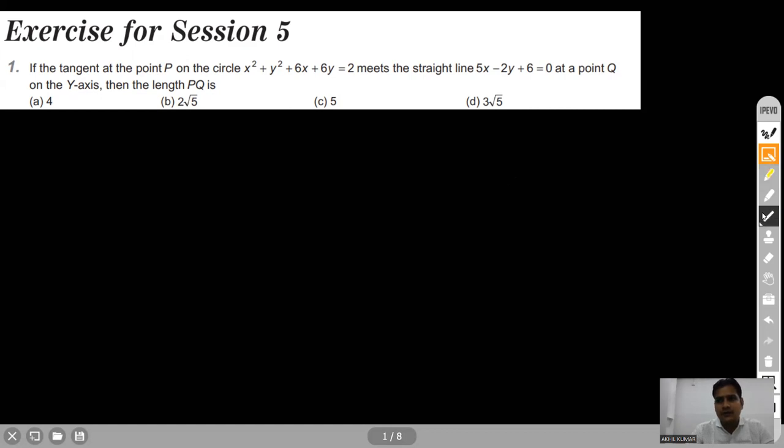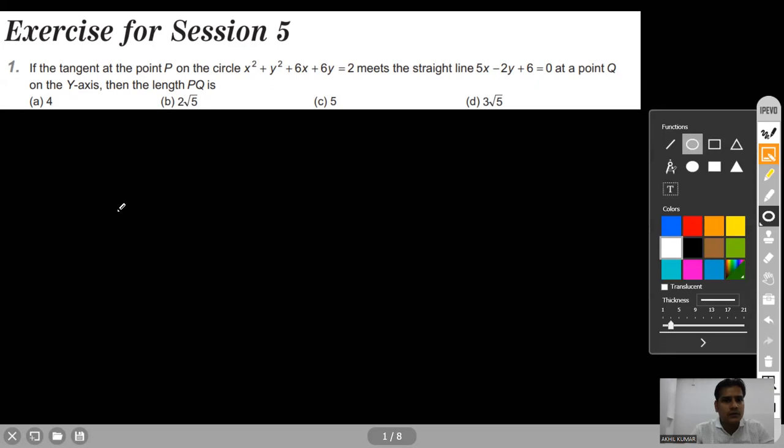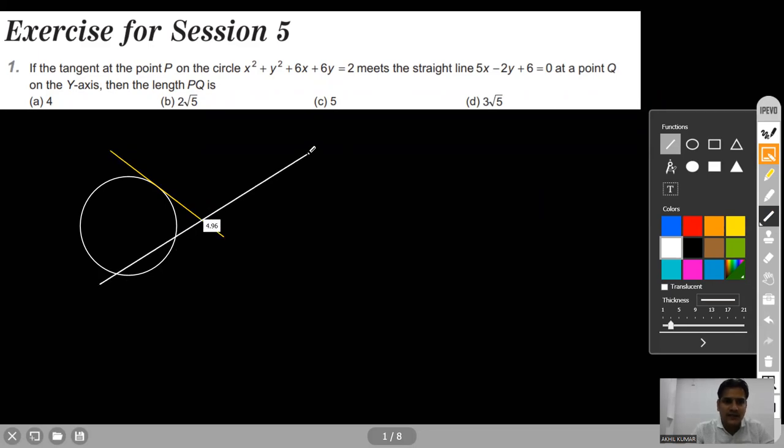Okay. So let me draw the circle, what is given there. So here one circle is there whose equation is known to us. Now one tangent at point P. So I'm drawing one tangent at point P to this circle. And that is meeting the straight line 5x minus 2y plus 6. So one straight line is there. I don't know whether that straight line will intersect the circle or not. That is not important for me also.